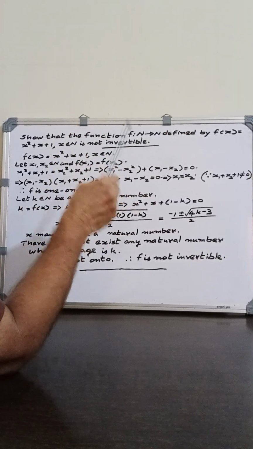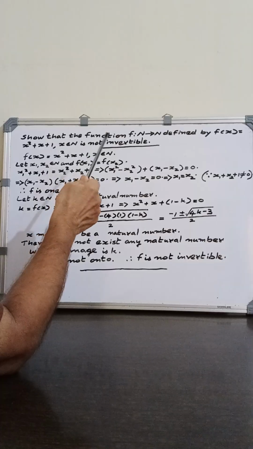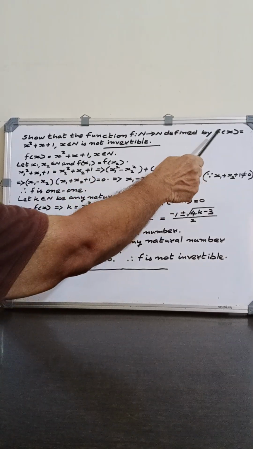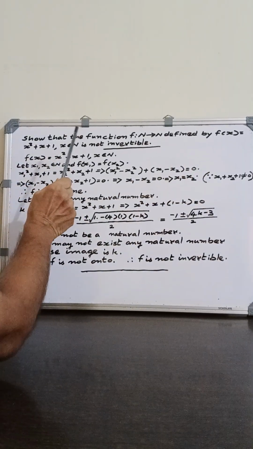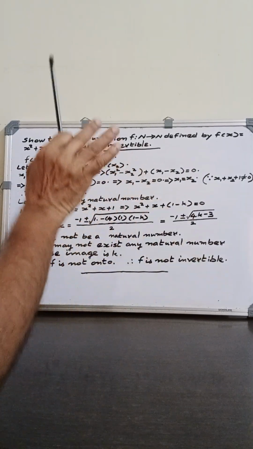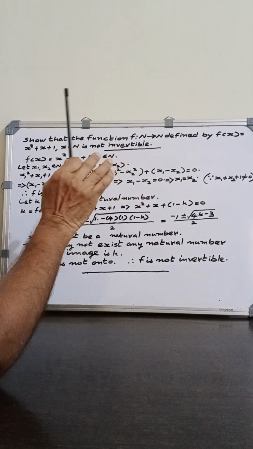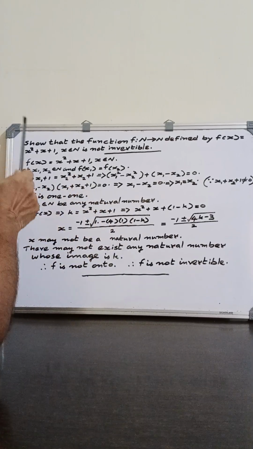Finding the inverse of a given function is a very important question, but here the question is quite different. We have to establish that the given function f(x) = x square plus x plus 1, x belongs to N, is not invertible. We can't find the inverse of the given function.